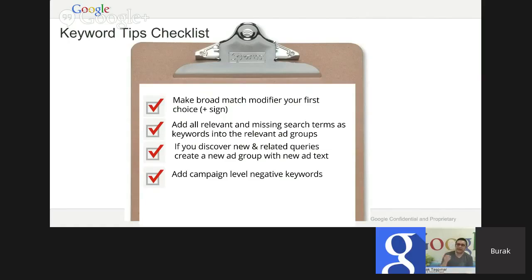Campaign level negative keywords will help you save time. Instead of adding each negative keyword into each ad group, you only need to add the negative keyword at the campaign level and it will impact all ad groups underneath.